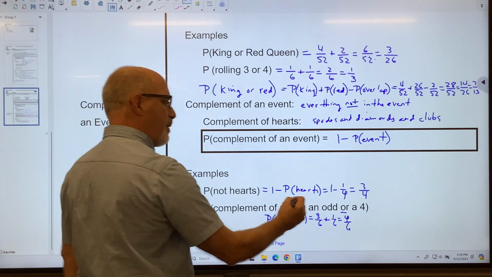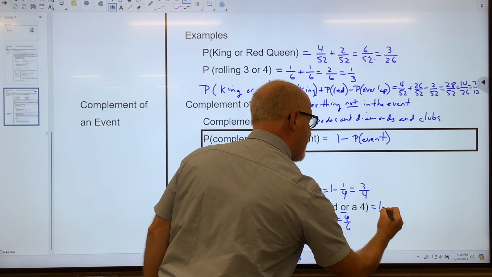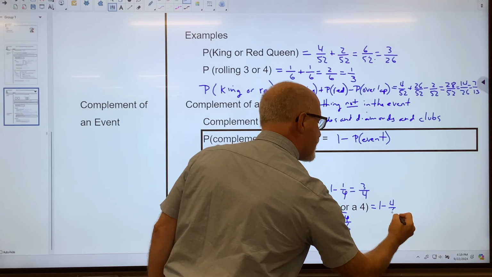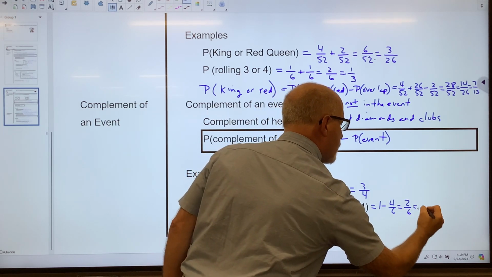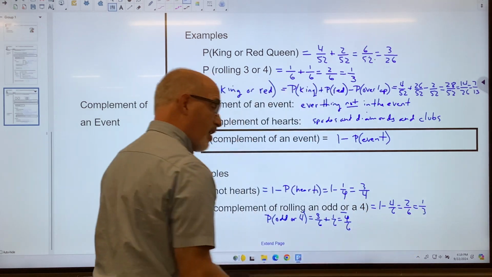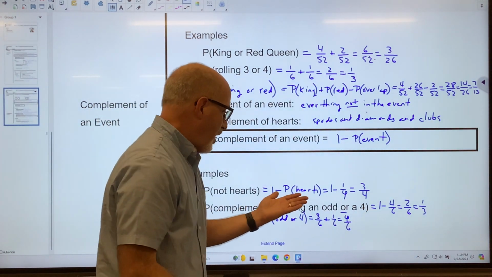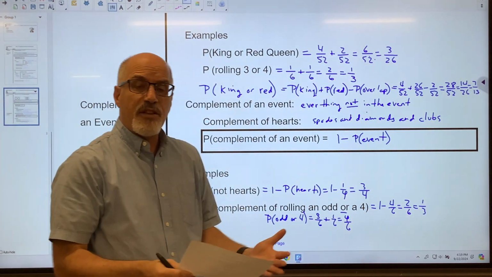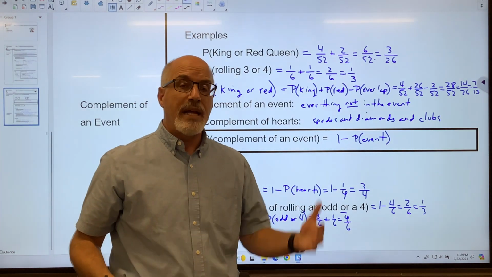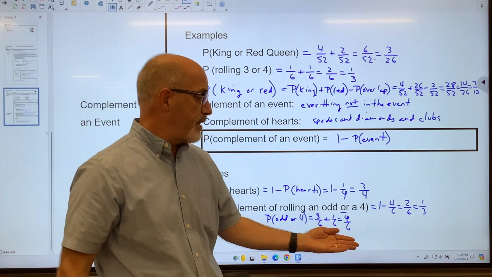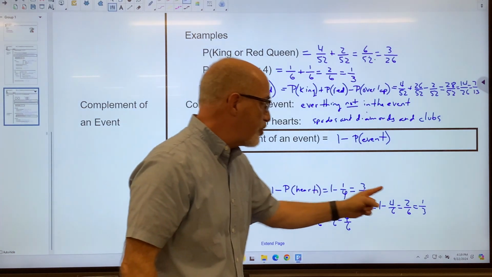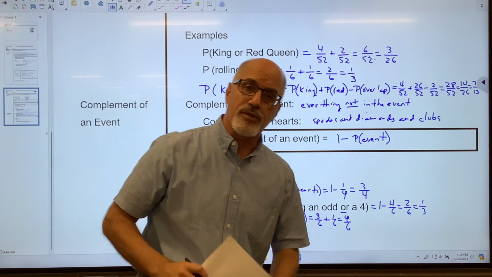And then the complement of that would be 1 minus 4 out of 6, which would be 2/6, which would equal 1/3. Now, let's logically make sense out of that. Odds and 4, if you put those together, what that leaves out is 2 and 6. Those are the only two dice rolls that we don't have for that. So 2 and 6 are 2 successes out of the possible 6.